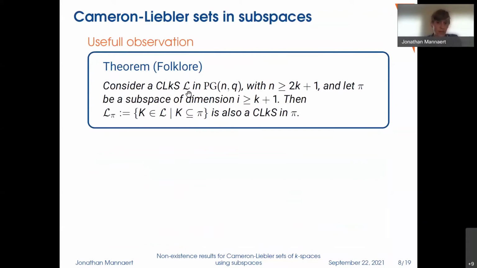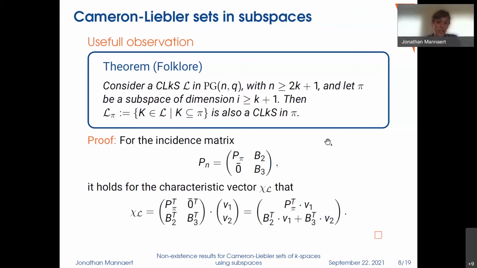So if I have a Cameron-Liebler set L of k-spaces with n big enough and bigger or equal to 2k plus 1, and I look at a certain subspace P of a certain dimension that is bigger or equal than k plus 1, then I know that L_P, which consists of all k-spaces inside L and inside that subspace, is also a Cameron-Liebler set of k-spaces inside P. So by looking at a subspace and looking at all the elements of L inside that subspace, we in fact obtain a Cameron-Liebler set too. One important remark is that I did not mention the parameter. It could be that the parameter changes, but that's something we don't know anything about.